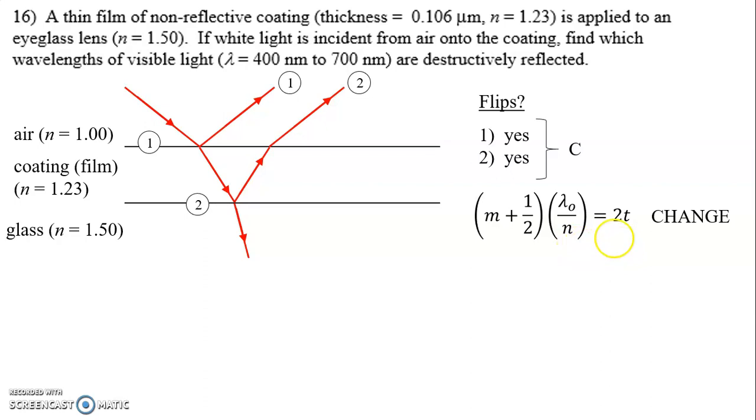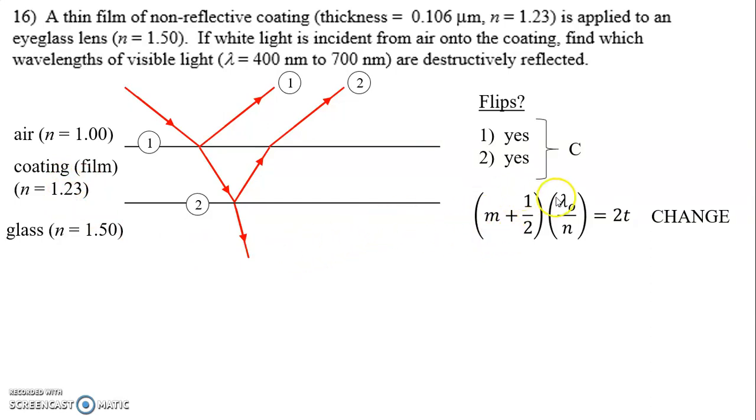And then N, something maybe we didn't emphasize as much in class, N is going to be the index of refraction of the film. Remember, this term here, lambda naught over N, is really representing the wavelength in the film. As the light goes from one medium into another, the wavelength will change, and we are only considering the wavelength in the film. It's all about the film, the thickness of the film, the wavelength in the film, and so in this case, this N is going to be the 1.23, the index of refraction of the film.